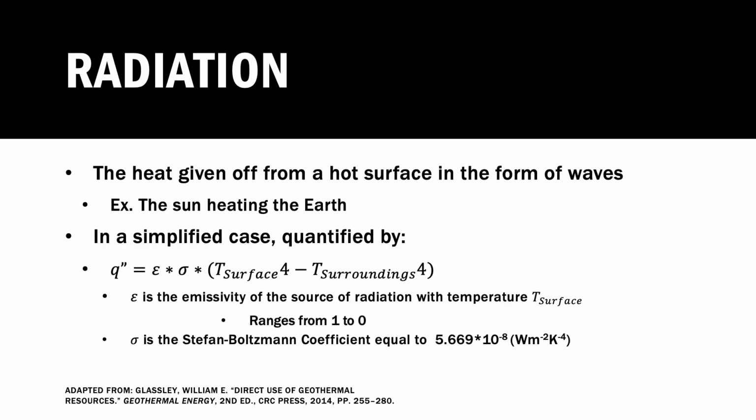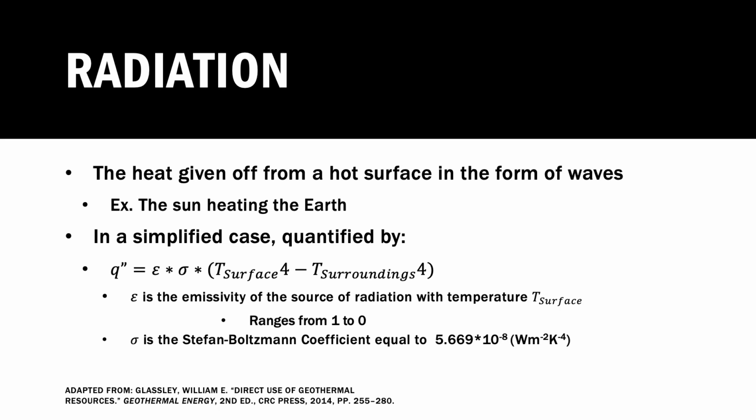Now we will examine heat transfer by way of radiation. Radiation can be thought of as the heat being given off from a hot surface in the form of waves. In this mode of heat transfer, our representative coefficient is emissivity, expressed by epsilon in the equation below. This value is unitless and usually a function of the temperature of the surface emitting the radiation. The value can range from 0 to 1, with 1 corresponding to a perfect emitter or a black body.